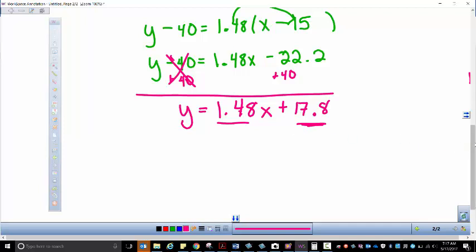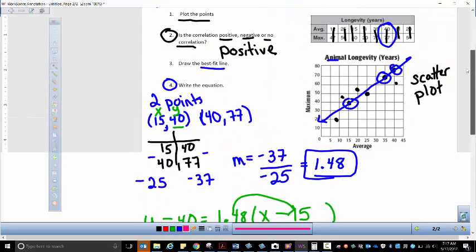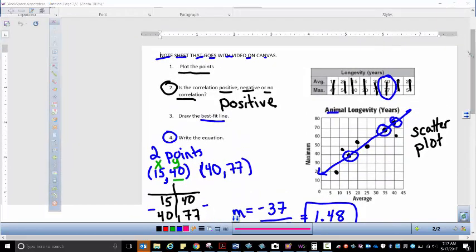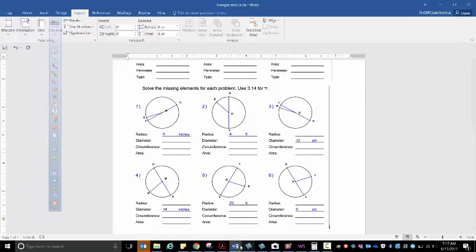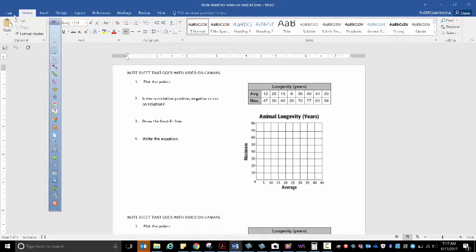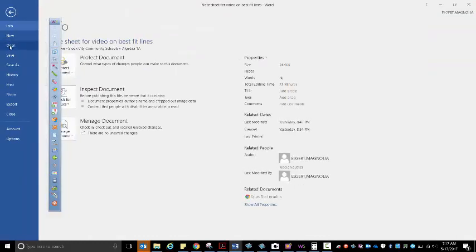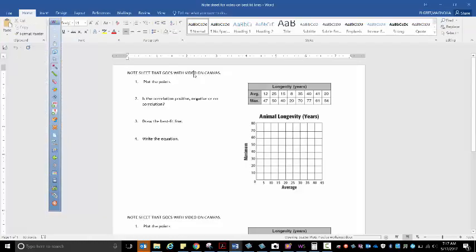All right, now that you're done with that, you are going to get a different paper. These are your notes. You're going to go get a different paper from the teacher. And that paper, it looks like this. It says Scatterplot Practice. And that's what you need to do.